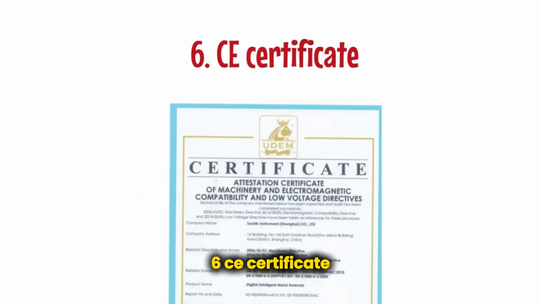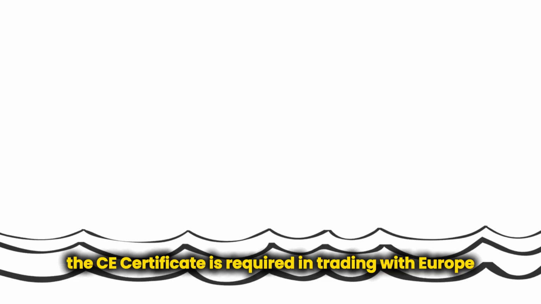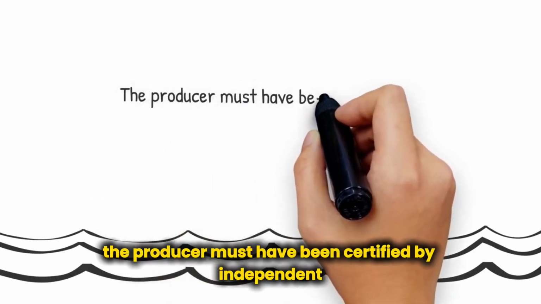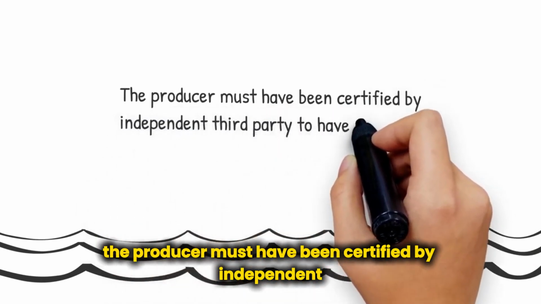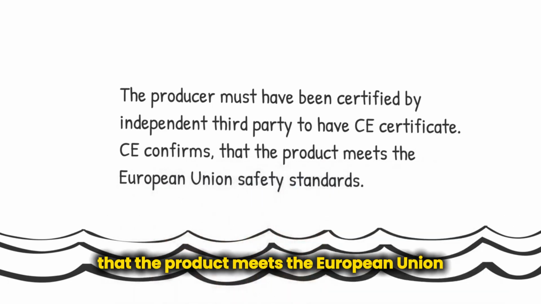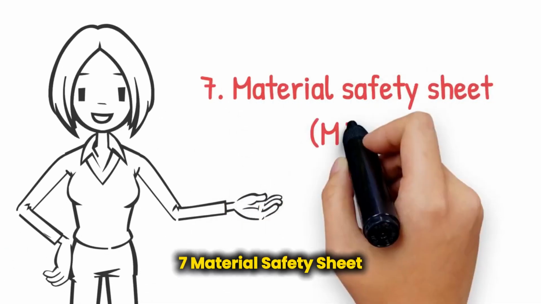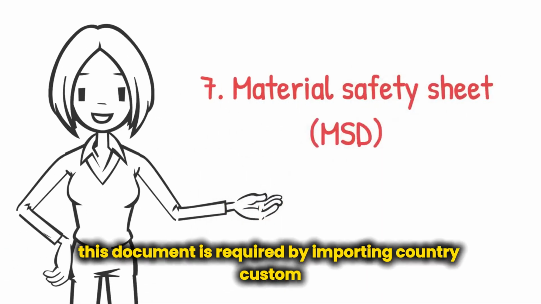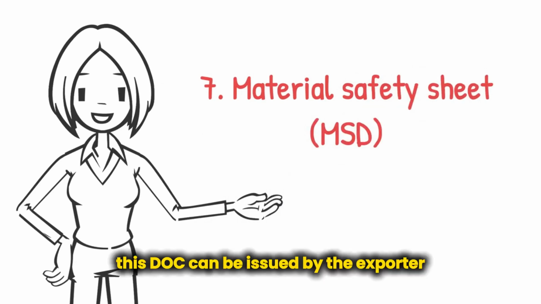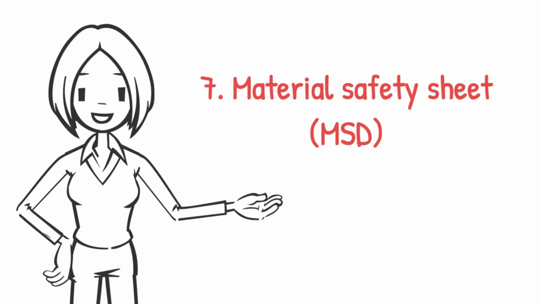6. CE certificate. With all the products, the CE certificate is required in trading with Europe. The producer must have been certified by an independent third party to have a CE certificate. CE confirms that the product meets the European Union safety standards. 7. Material safety sheet. Sometimes this document is required by the importing country's customs. This doc can be issued by the exporter and must confirm that the product is not harmful to humans and nature. This doc is usually required for liquids.